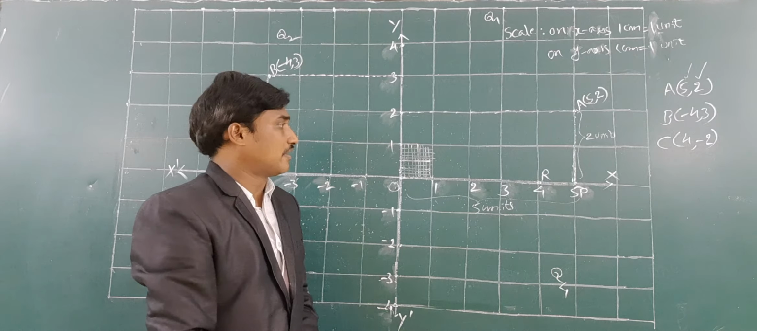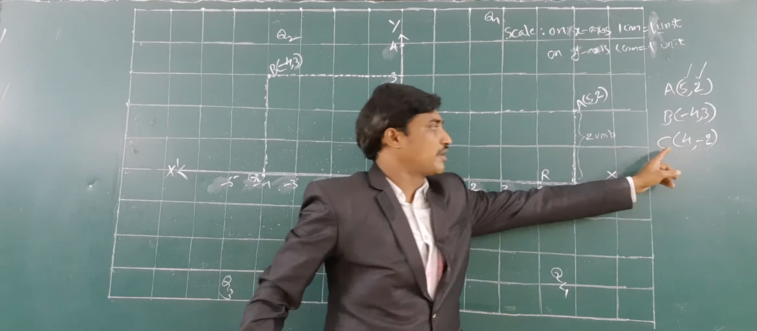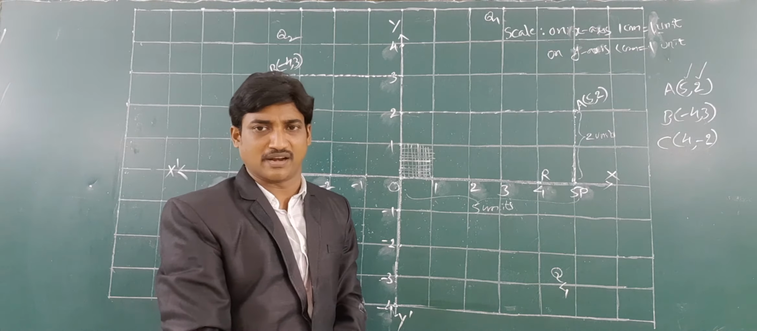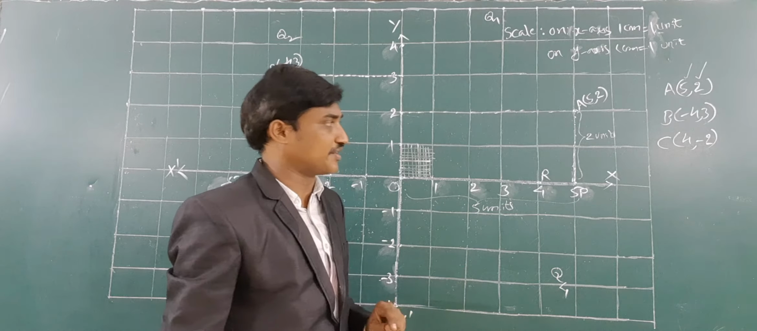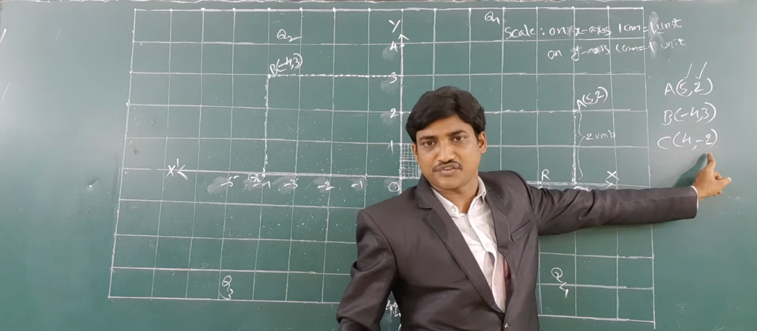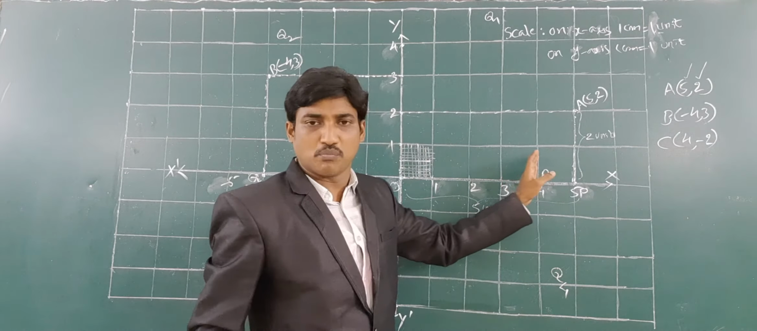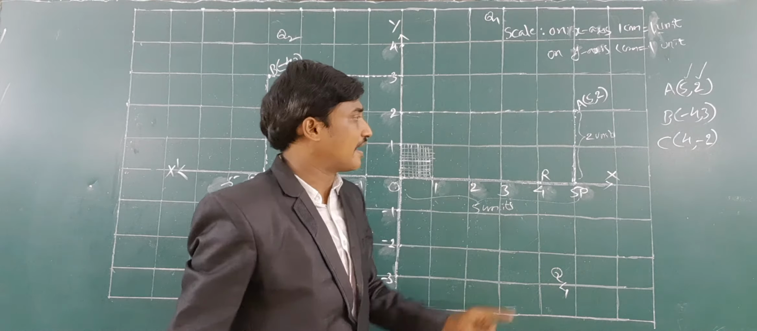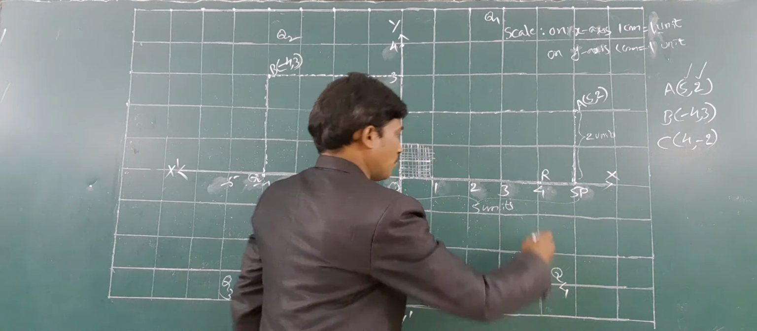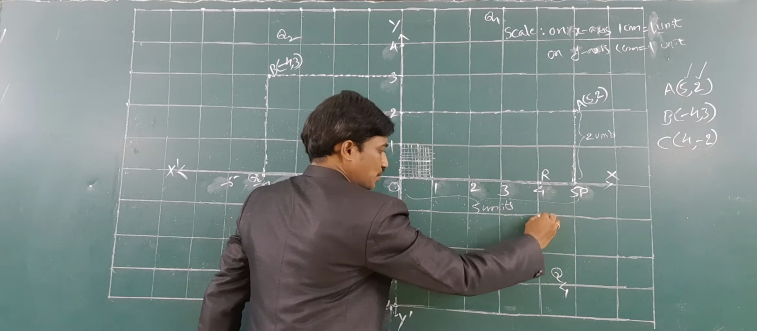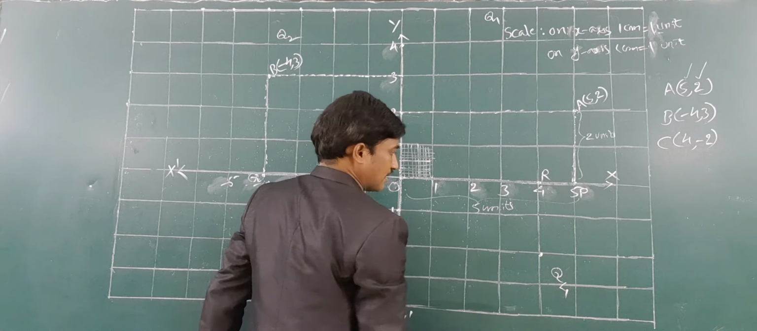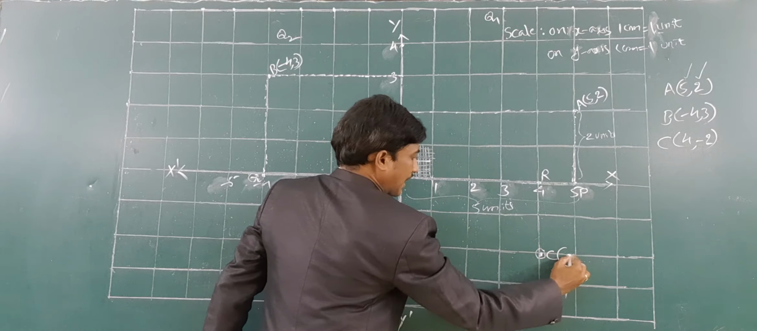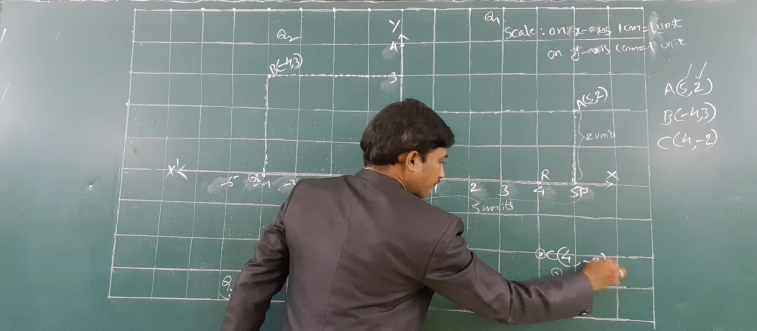At R, to know the position of the point (4, minus 2), we need to move vertically, whether it is upward or downward. Let us check it out. As the y coordinate is minus 2, a negative number, we need to move downward. If the y coordinate is positive, move upward. As minus 2 is negative, move downward 2 units, minus 1, minus 2. So 2 units. The destination point is C, (4, minus 2).